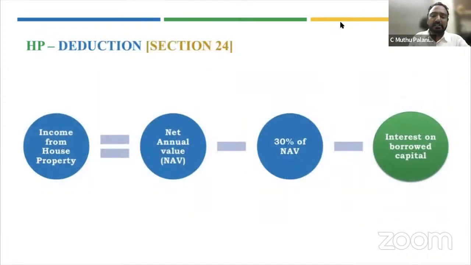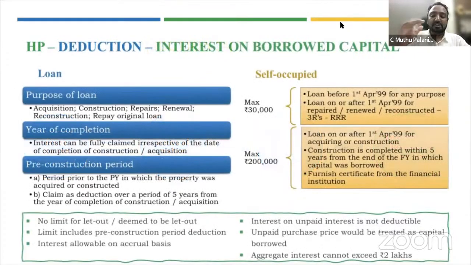And what about the deductions? From the net annual value, we said there are a couple of deductions. From the net annual value, the first deduction is 30%. It's a flat deduction of 30% of the net annual value. Apart from that, you can also deduct interest on borrowed capital. So any loan, housing loan or any loan for purchasing the property, that can also be reduced. So how much of interest? Not whatever interest. There is a restriction on the interest.